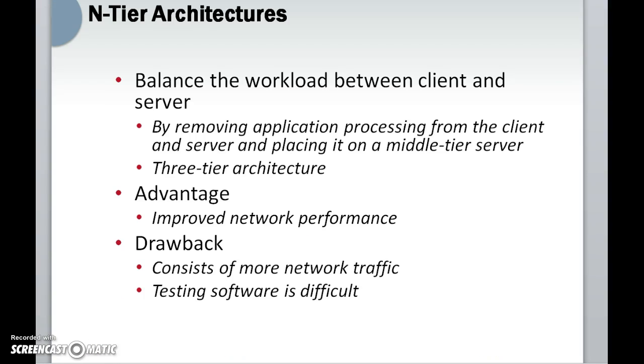Let's talk about the n-tier architecture. An n-tier architecture attempts to balance the workload between client and server by removing application processing from both the client and server and placing it on the middle tier server. So we have the user interface, which is run on the user computer. We have the functional module, which processes the data, and that's on the middle tier and runs on the server. And we have the database, which stores the data that is required by the middle tier.